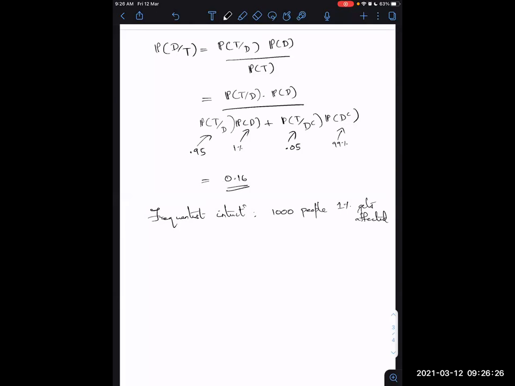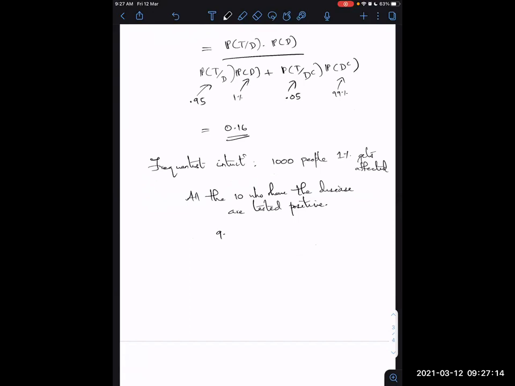I hope that is clear for everyone. Do you guys understand the difference? You can have the disease and be tested negative, which is something we don't want from the test. So for this test that we are talking about, this 1% gets affected and all these people are tested positive. So all the 10 who have the disease are tested positive. And the remaining 990 do not have the disease, right?